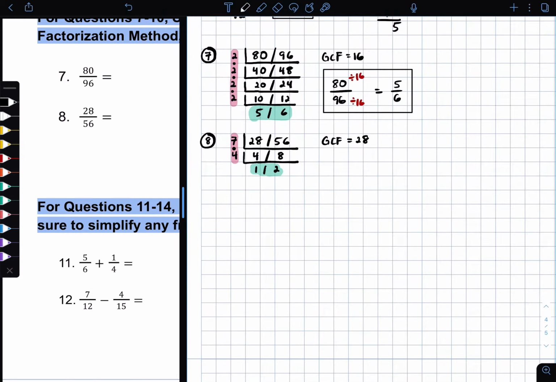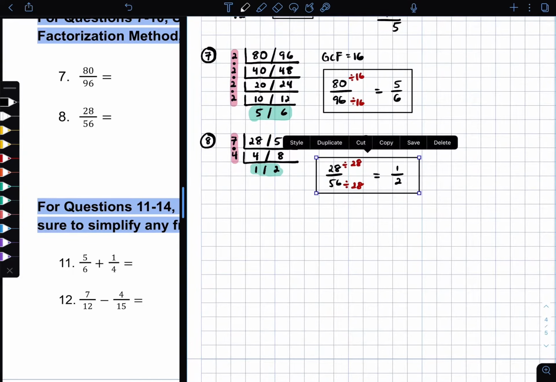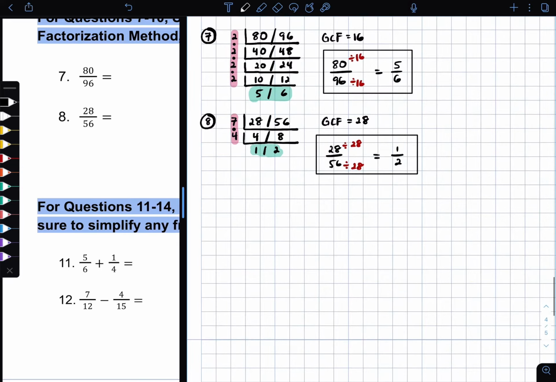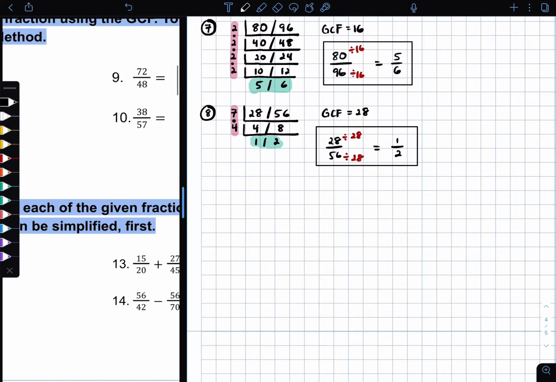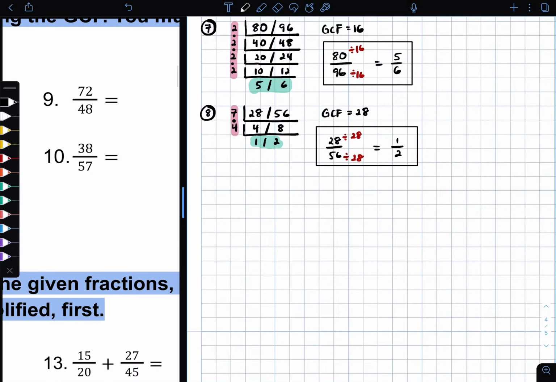So we know that our original fraction was 28 over 56. We know our GCF was 28. That's the biggest thing they had in common. And when we divide these, we get 1/2. So that would be the simplified version of the original fraction using the GCF. Okay, that's 8. Let's check out 9.